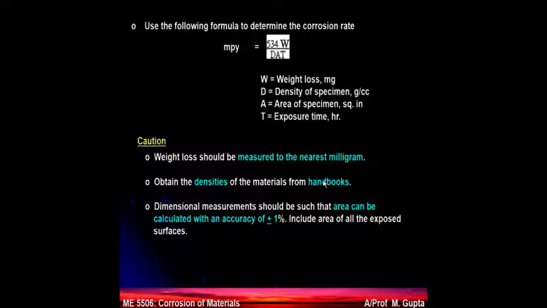Some of the cautions: you cannot just use any balance, use the electronic balance so that you can monitor the weight change in milligrams. You have to use the density from the handbooks, and you have to ensure that the dimension measurements are within plus minus 1%. So you have to use something like screw gauges and vernier caliper to be as precise as possible. And then you can get the value and get the corrosion rate.